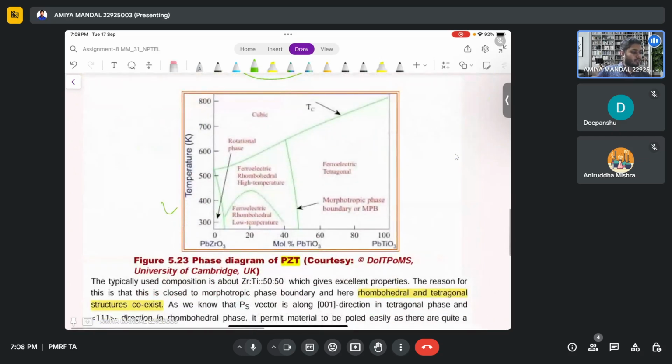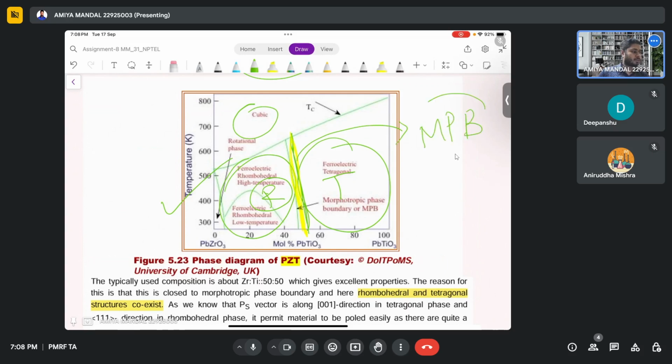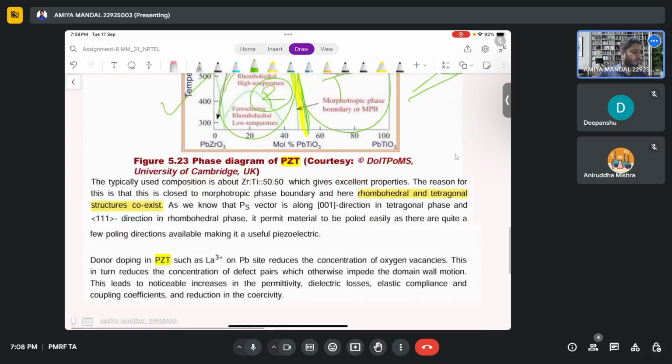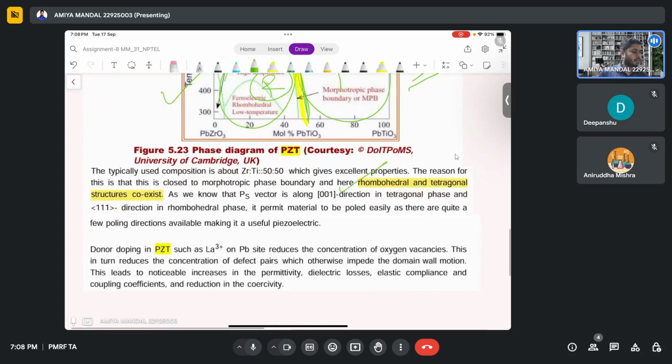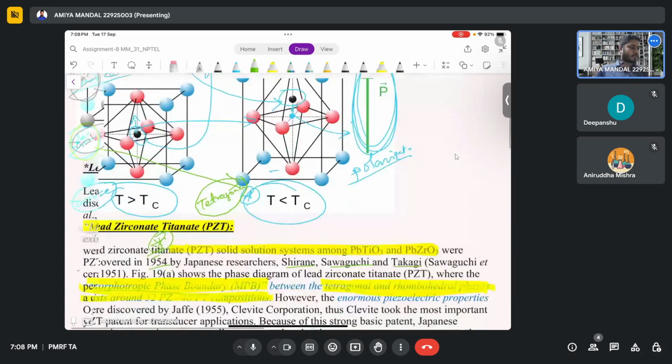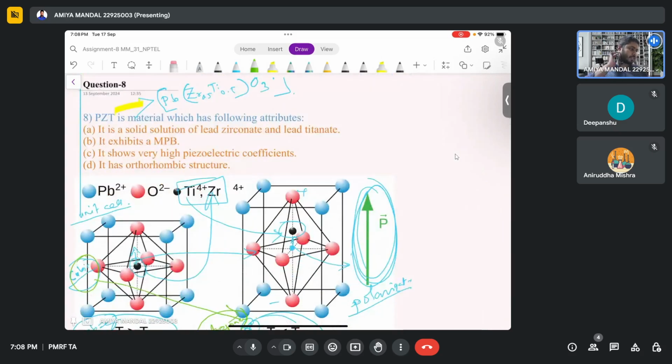Here we also see the cubic phase, the rhombohedral phase, and the tetragonal phase. This is the R phase, this is the T phase, and this is their morphotropic phase boundary, the MPB. So the rhombohedral and tetragonal phases coexist. These are the concepts of this question.